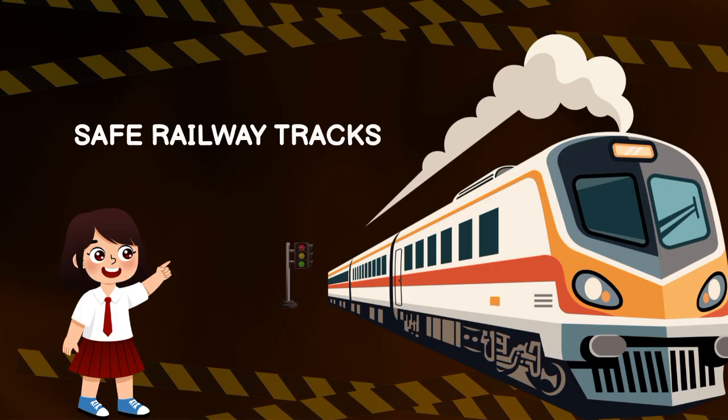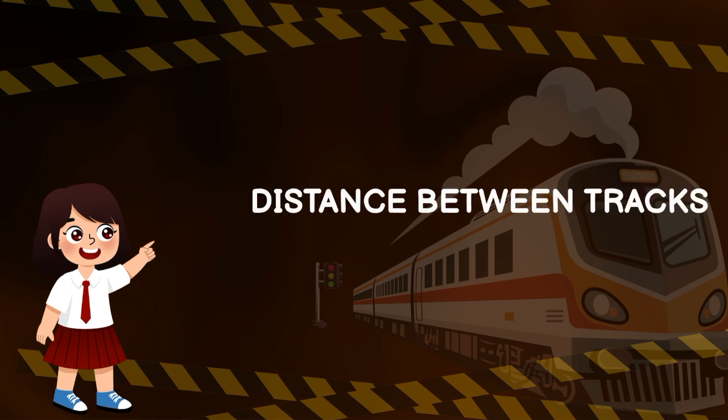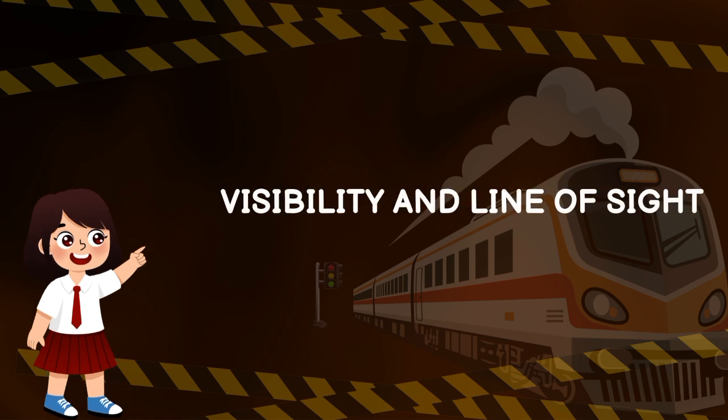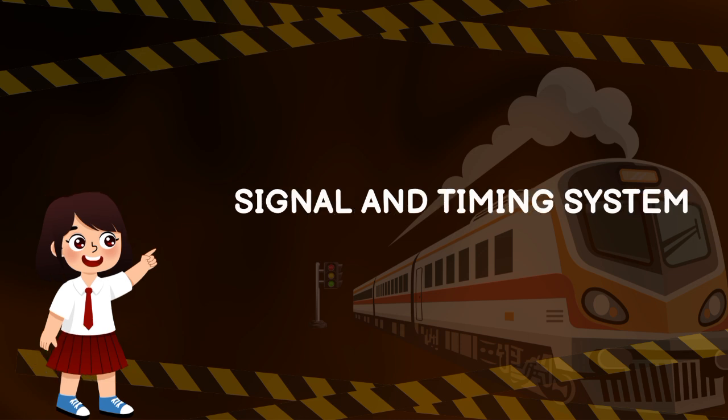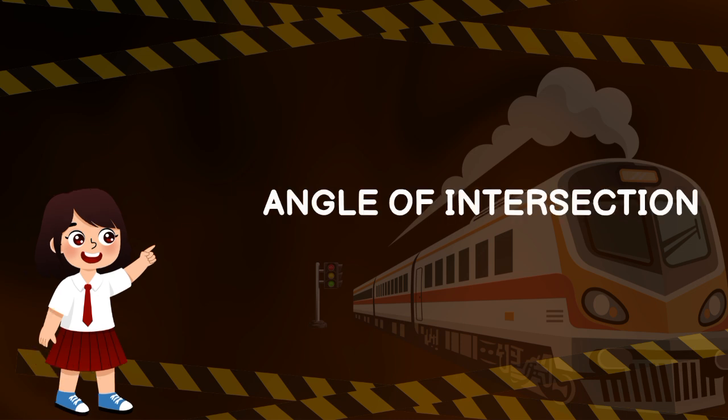But before we proceed, let's first identify the factors to consider in designing a railway track that will prevent trains from colliding. To have a safe railway track, we need to consider number 1, angle of intersection. Number 2, distance between tracks. Number 3, visibility and line of sight. Number 4, signal and timing system. Number 5, speed and stopping distance. But in this video, we are only going to focus on the angle of intersection.